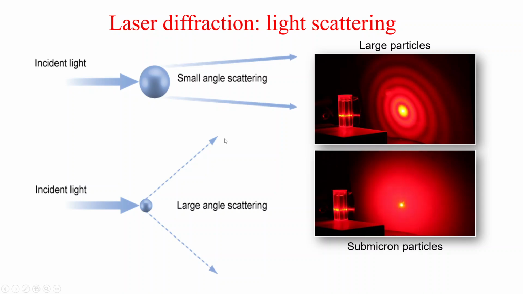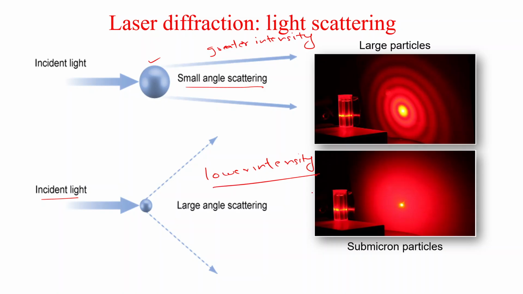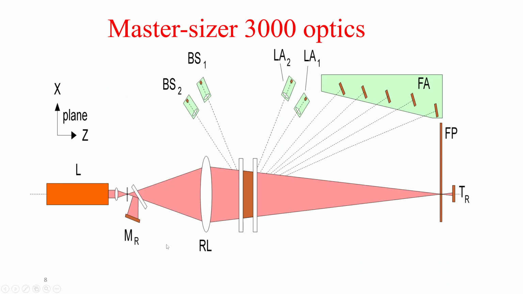Now here we can see that if the particles are large, then they will scatter light to a smaller angle but with greater intensity. And if the particles are small, then they will scatter the light to greater angle but with lower intensity. So same thing which I have told you, and this will decide their particle size by applying different models in the instrument.